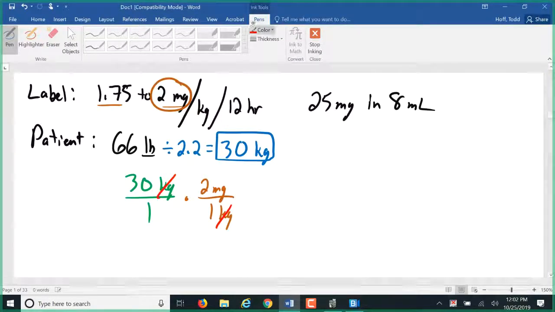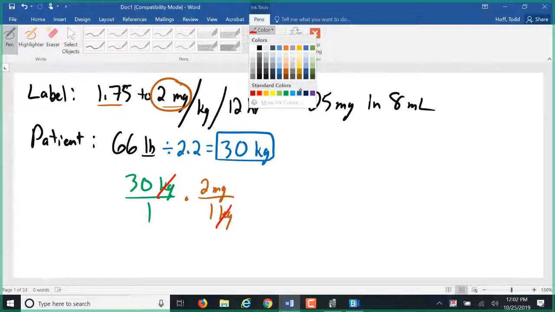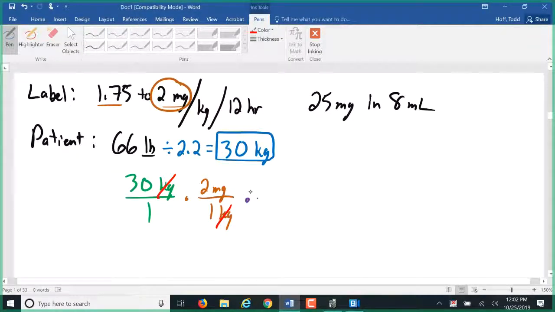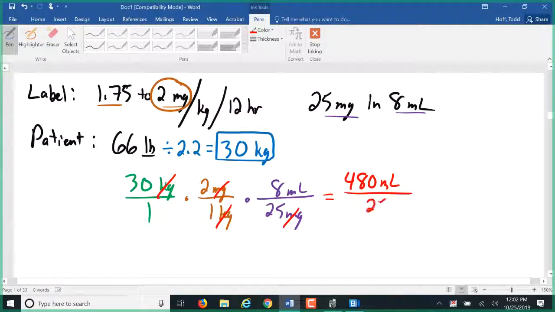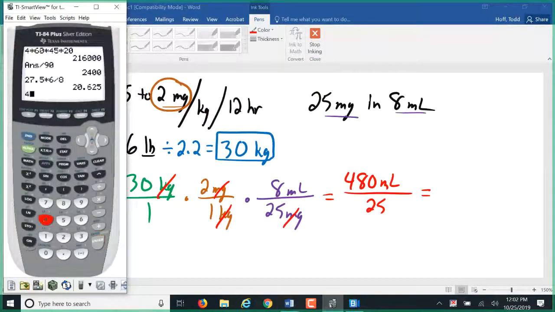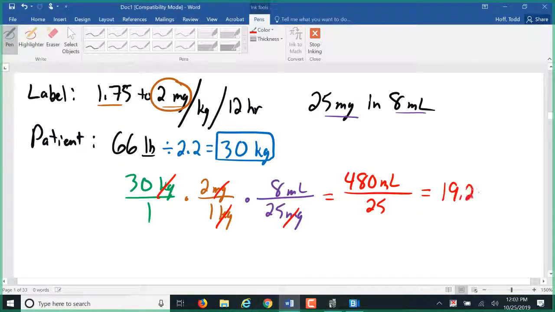So the kilograms cancel out, we have 2 milligrams. Then I'm going to do the conversion from milligrams to milliliters. 25 milligrams equals 8 milliliters. My milligrams will cancel out. So 30 times 2 times 8 is, what is that, 480 milliliters? 1 times 1 times 25 is 25. 480 divided by 25, giving us 19.2 milliliters every 12 hours.